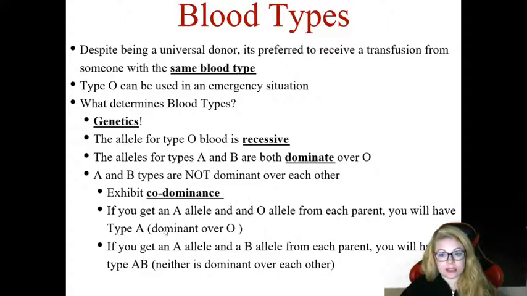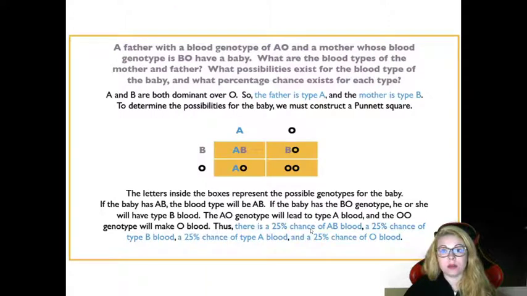So if you were to get an A allele from mom and an O allele from dad, again, we can say that O is recessive and A and B are dominant over O. So you'll have type A blood because it's dominant over O. If, however, you get an A allele from mom and a B allele from dad, you will get type AB blood because neither is dominant over each other. They exhibit that co-dominance, and so you will have AB blood.